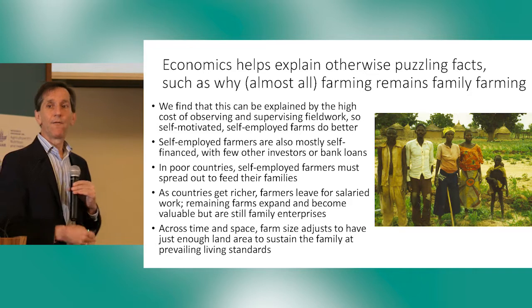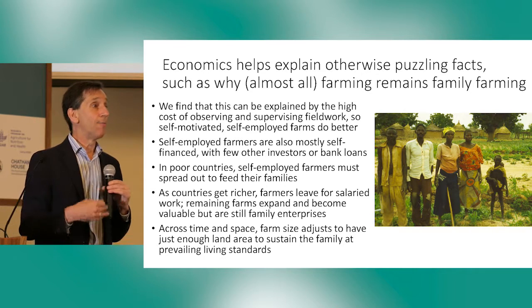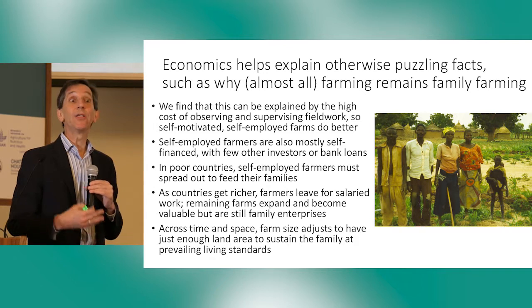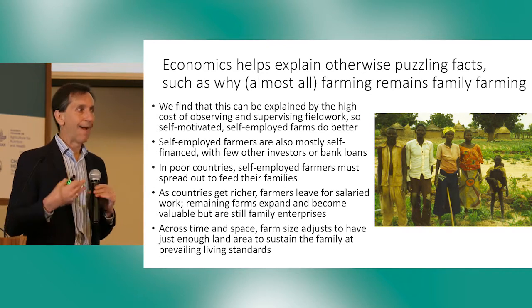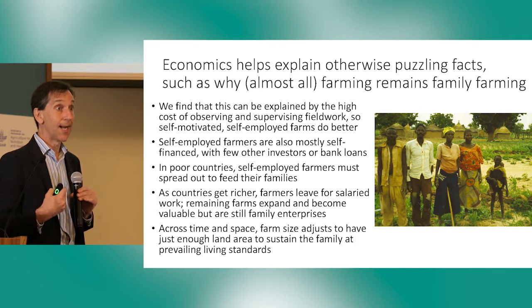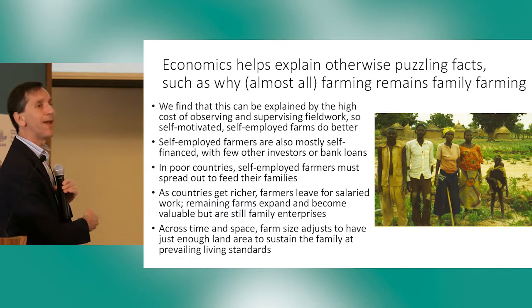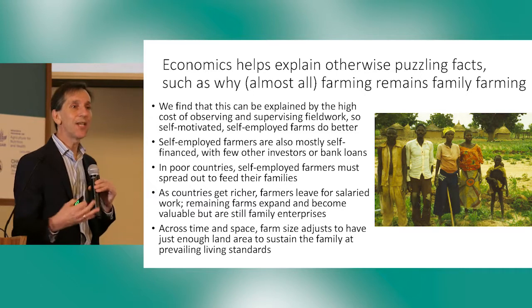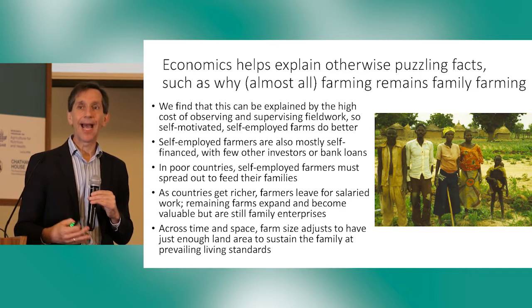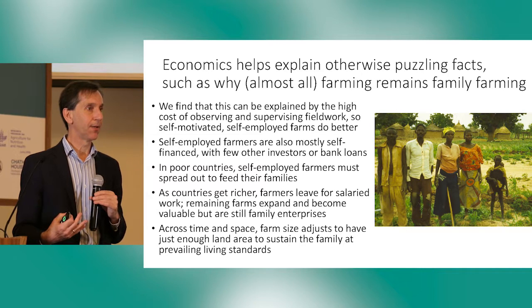Remember I mentioned a 500-hectare Mississippi rice farmer. That could be a millionaire many times over, much wealthier family than mine, for example. An average American farmer is much wealthier than I am. But they're still family enterprises. And what we see is across time and space, farms adjust to have just enough land to sustain the family at the prevailing living standard.